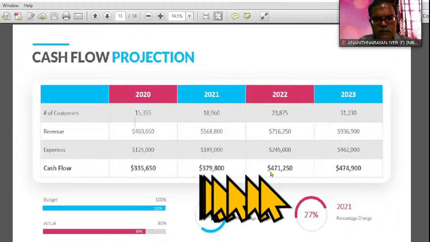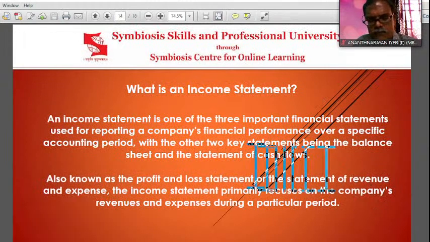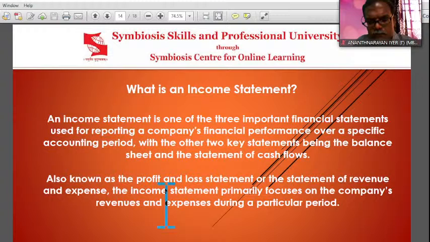So accordingly your cash flow has grown, right? It has not doubled because revenue and expenses you have to take into account, right? So next what we can study is what is income statement. Income statement is one of the 3 important financial statements. That's why in our syllabus this 3, cash flow, income statement and balance sheet is given.